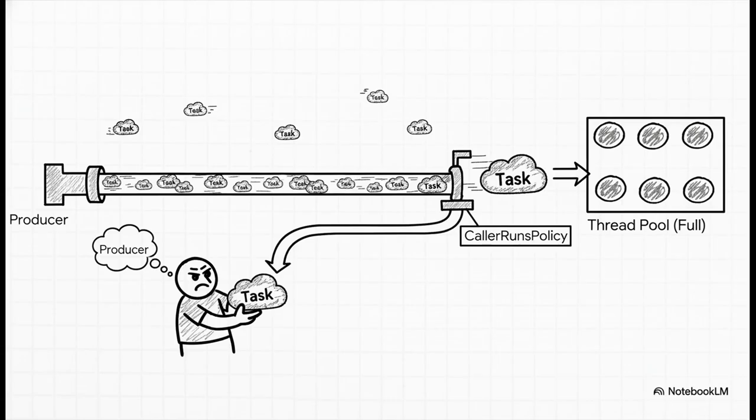This creates what's called back pressure. The thread that was busy submitting new tasks is now stuck doing the work itself, which means it can't submit any more tasks for a while. It naturally and gracefully slows down the producer to match the speed of the consumer. It creates a stable, self-regulating system.